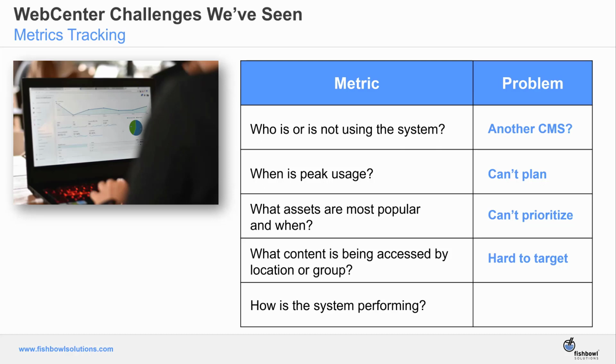And then system performance. I mentioned this earlier, but really this is about how much content you have stored in Web Center and looking at how many times that content is accessed, really to help you make decisions on cleaning up the system, cleaning up the content, deleting or archiving that content that is no longer needed.